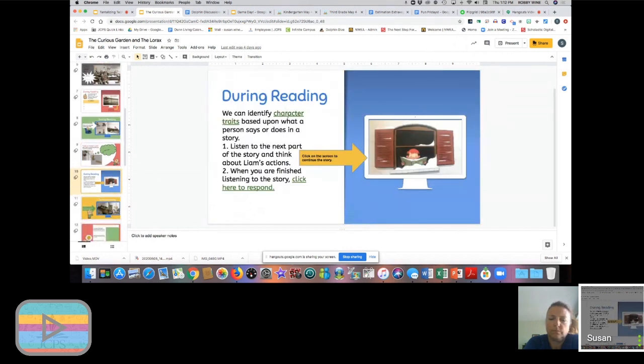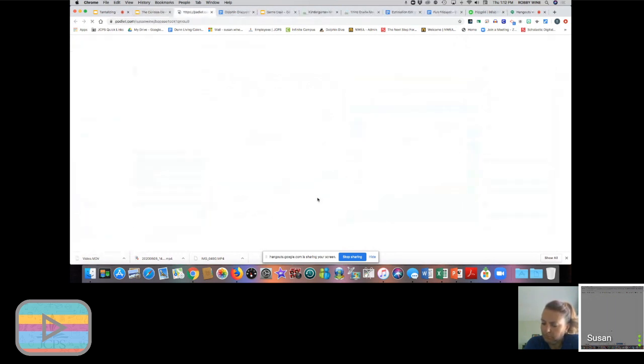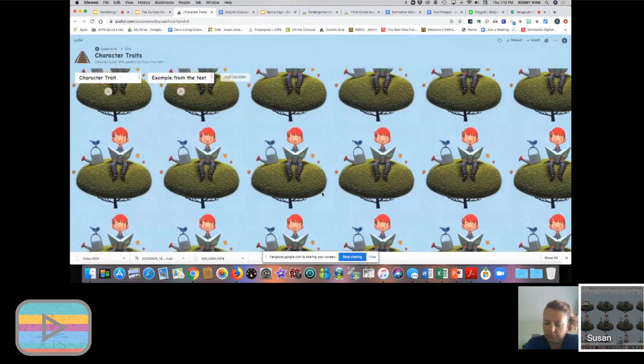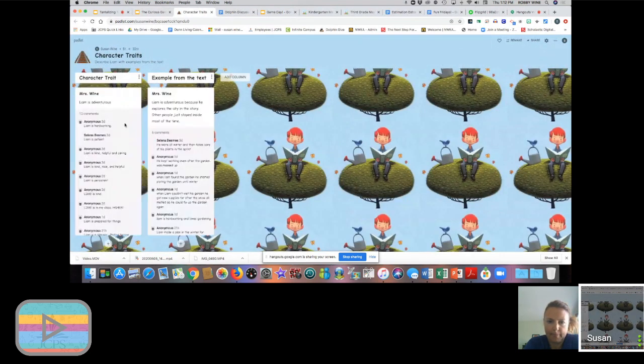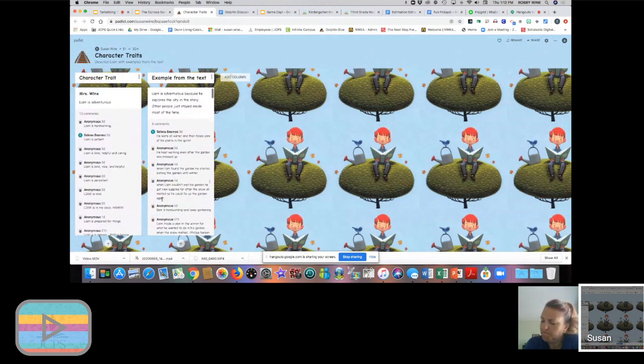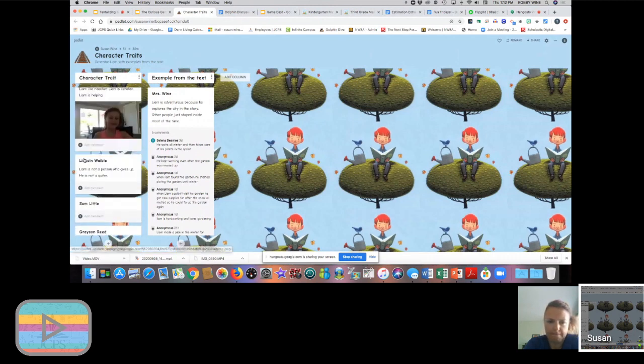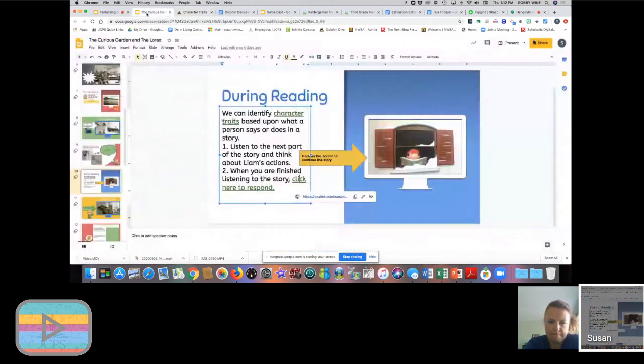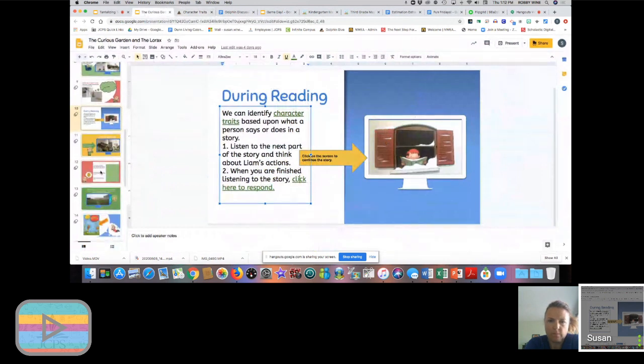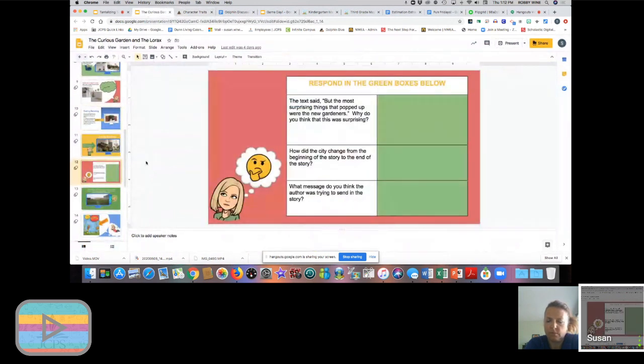This is a character traits, and then they had to respond to character traits. That was a Padlet. And a lot of our kids participated in this. So they had to identify the character trait and then examples from the text. And so I gave them an example, and then the kiddos, there we have a little picture of one. And so then when they were finished at the end, there were some responses.